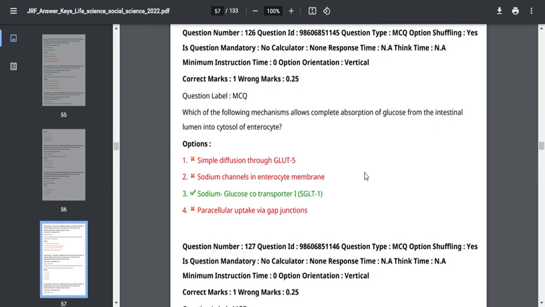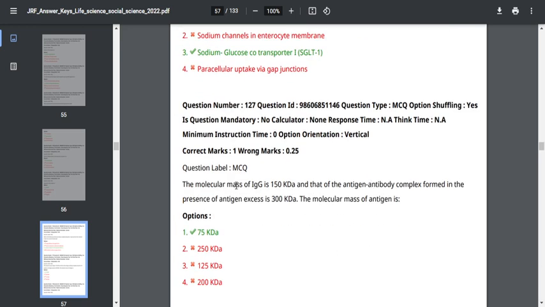Which of the following mechanisms allows a complete absorption of glucose from the intestinal lumen into the cytosol of enterocytes? It is the sodium glucose co-transporter 1. This particular transporter is also involved in reabsorption of glucose. So, this is the easiest one.